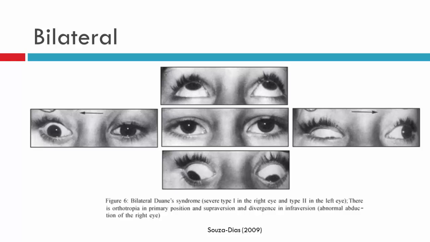So here we have a bilateral Duane's retraction syndrome where the right eye is type 1 and the left eye is type 2. So don't be surprised when the right eye and the left eye in your bilaterals actually have different types of Duane's syndrome. This can happen.